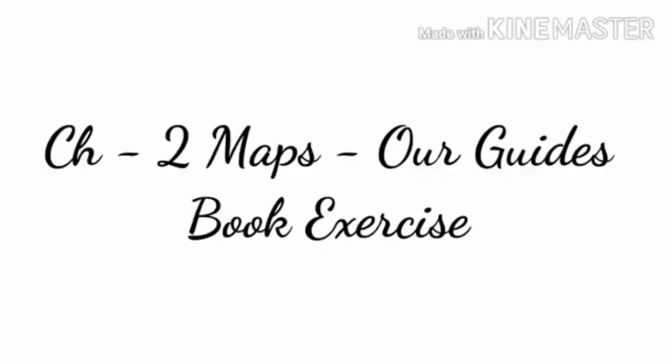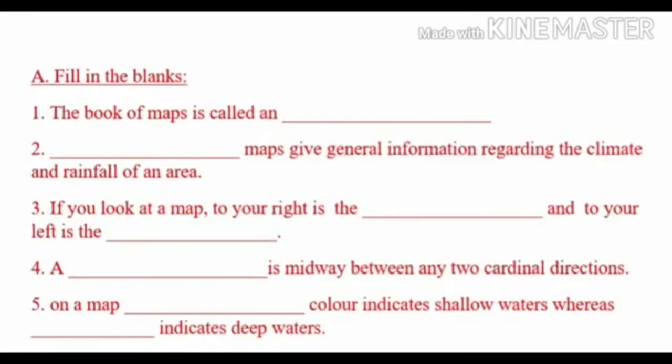Okay children, now I am going to give chapter 2 book exercise revision. Children, first Roman, fill in the blanks. First question, you see, the book of maps is also called a dash. Children, what is the answer? Yes, the answer is atlas. Children, the book of maps is called an atlas.